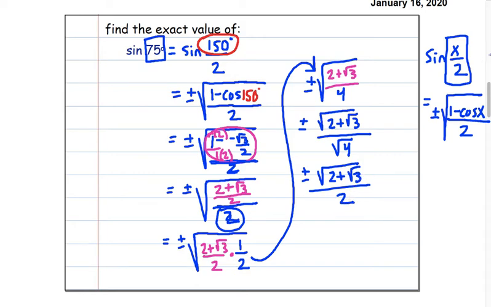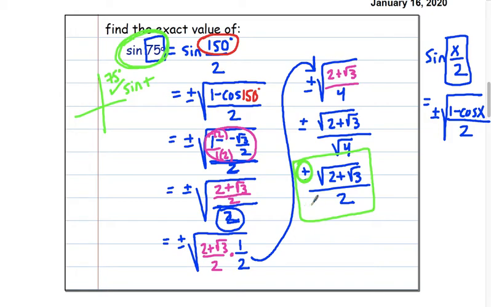Now, the last thing I have to do is decide, should I have a plus or a minus? So what we need to do is look at this original problem, sine of 75. 75 degrees is in the first quadrant, and sine is positive in the first quadrant. So I'm only going to go with the positive answer. Okay, that's how you tell whether it's positive or negative. All right, let's look at another example.